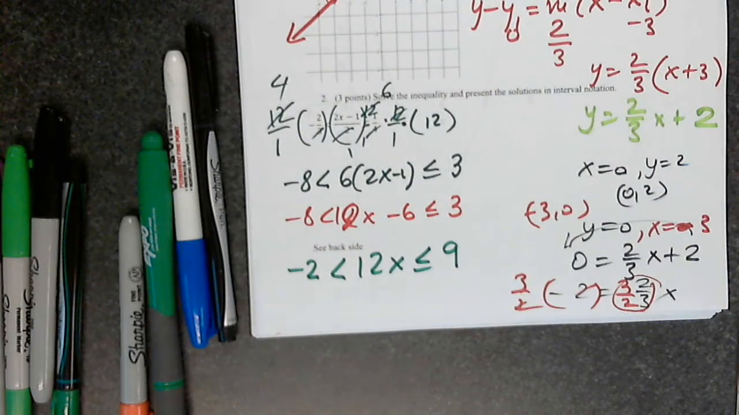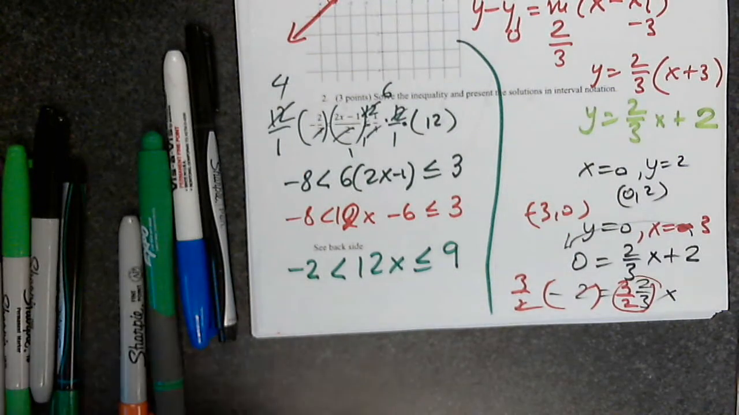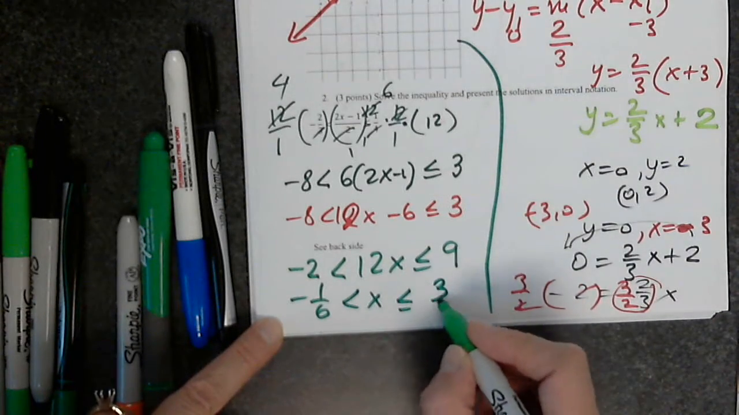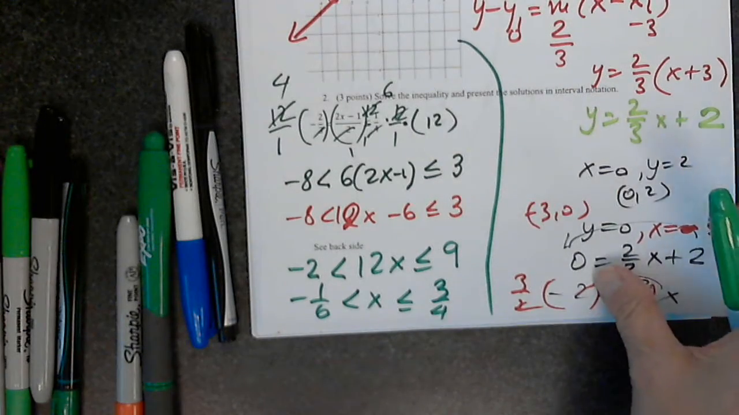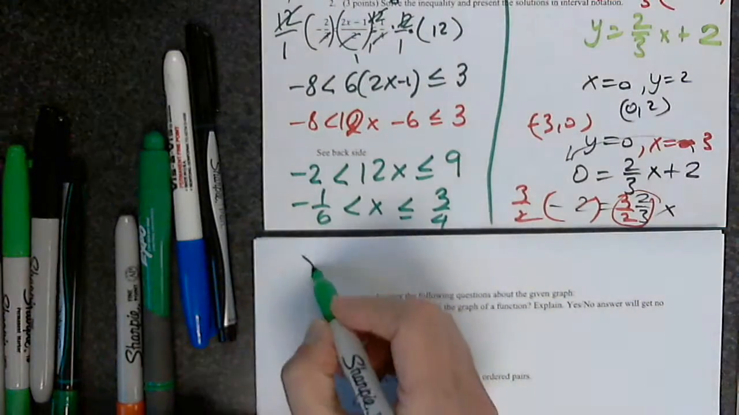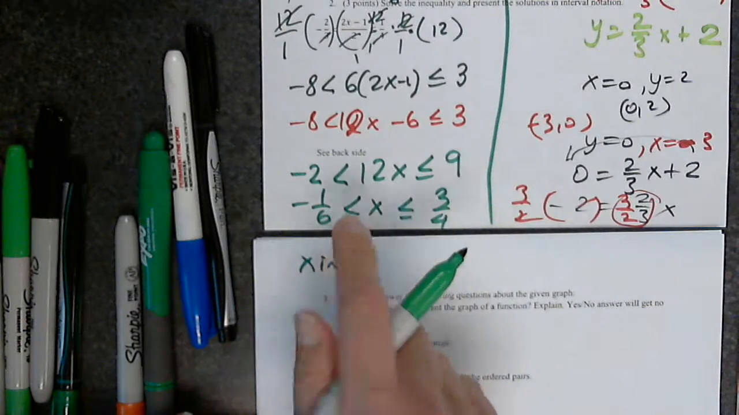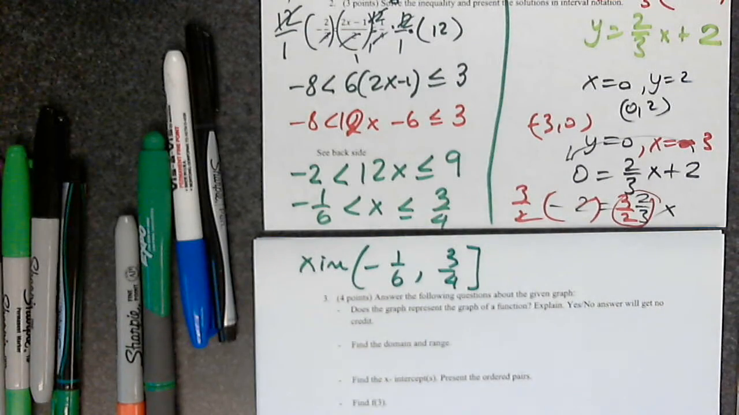Final step. What do I need to do? Exactly. So I have negative 1/6 less than x less than or equal to, I simplify by 3, so it's 3/4. I have to present this in interval notation. How do I present this in interval notation? X in the interval, parenthesis, negative 1/6 and 3/4 with a bracket. I agree. Perfect. Excellent. Well done.